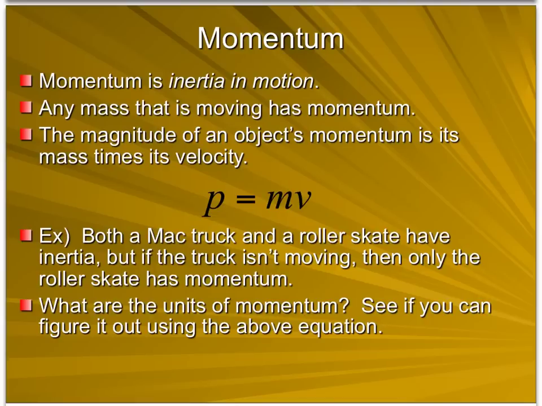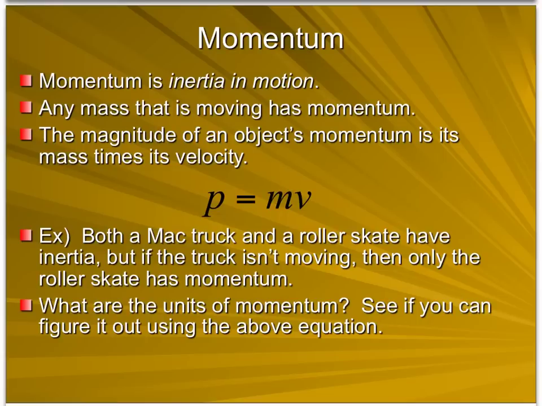The magnitude of an object's momentum is its mass times its velocity. And remember, magnitude just means how much. We represent that with the following equation. P, or momentum, is equal to mass times velocity. So if you look at the example that we just talked about, we know that both a Mack truck and a roller skate have inertia, but if the truck is not moving, like it was at rest in that example, then only the roller skate is going to have momentum.